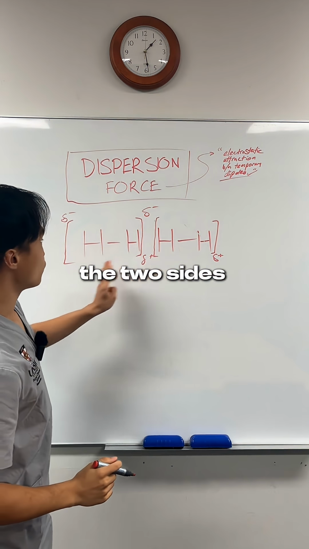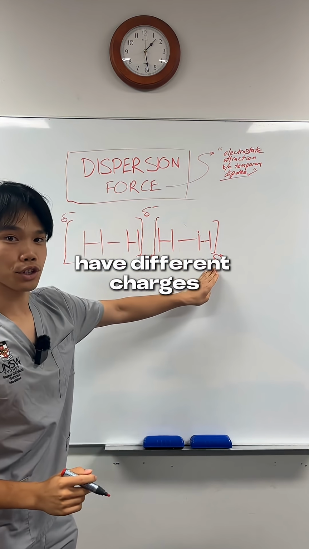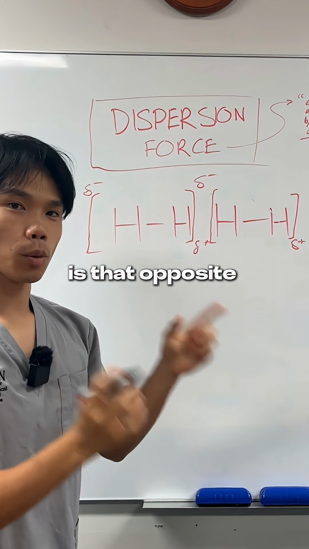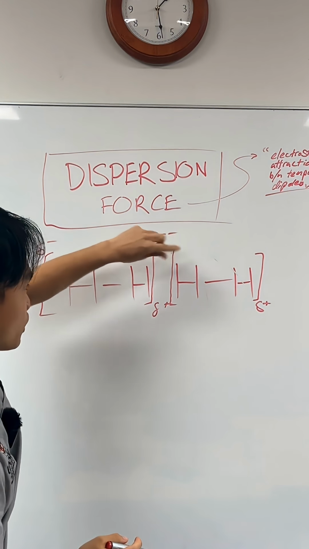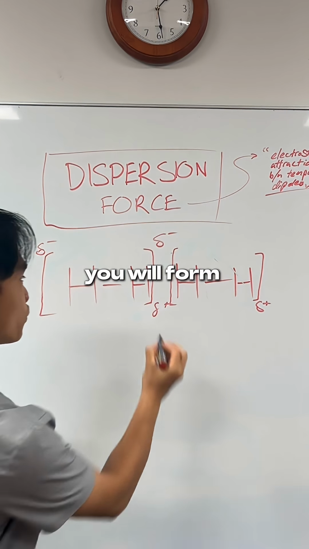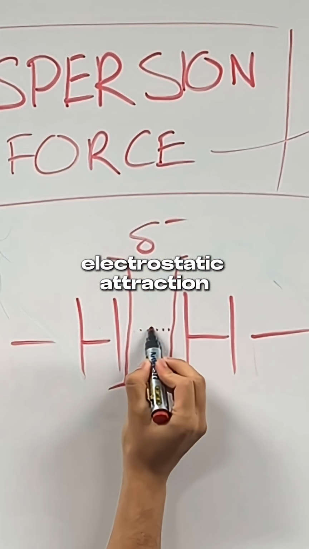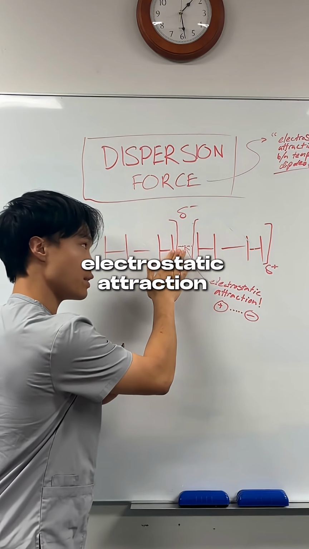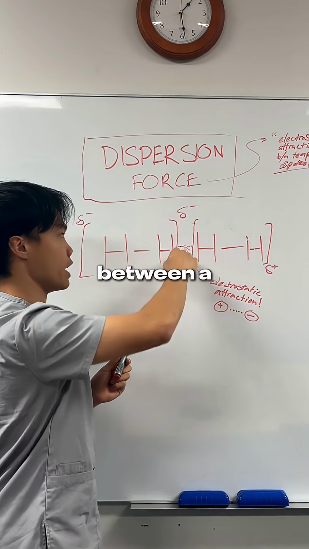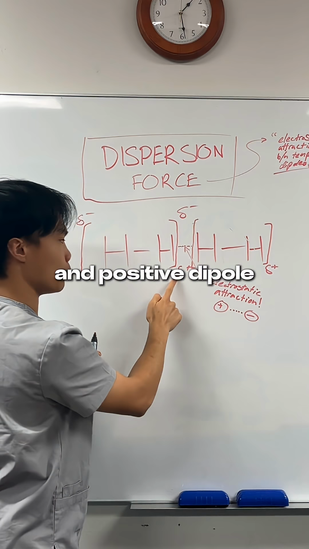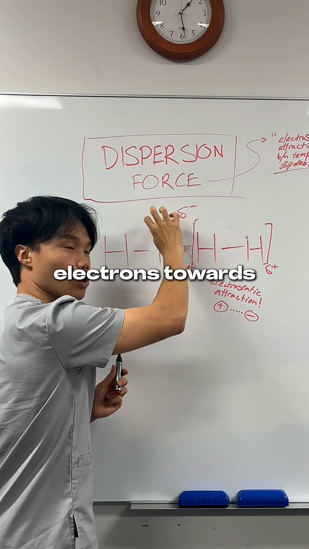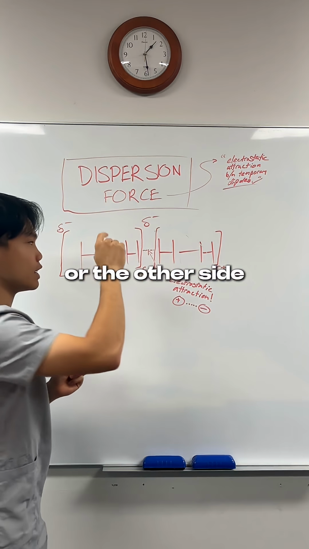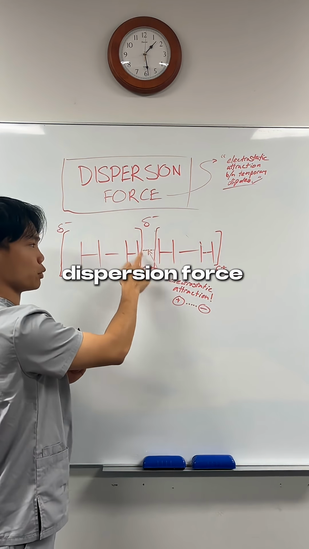We now know the two sides of our molecules have different charges. What we do know is that opposite charges will attract. So if you have a positive charge and a negative charge, which are close to each other, you will form what we call electrostatic attraction. And this electrostatic attraction between a negative dipole and positive dipole, formed from the dispersion of electrons towards either one side or the other side, is what we call a dispersion force.